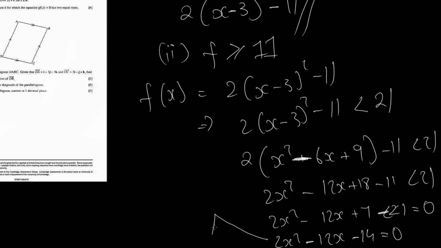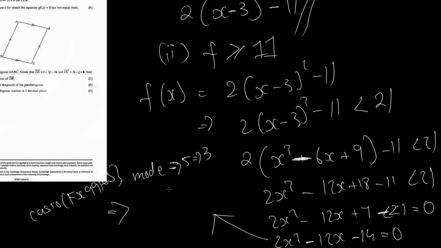From this point, either I can use my quadratic formula or I can use my calculator, mode 5 and then 3, which is basically a quadratic formula in the calculator itself. I'm talking about the Casio fx-991ES series. In those calculators, mode 5 3 gives you the quadratic equation solver. Just put the values of a, b and c, or you can use the long method by writing down the entire quadratic equation and then solving it. If you do that, you will get x to be greater than minus 1 and x to be less than 7, and that's your answer right there.